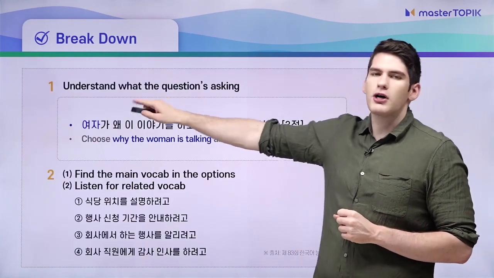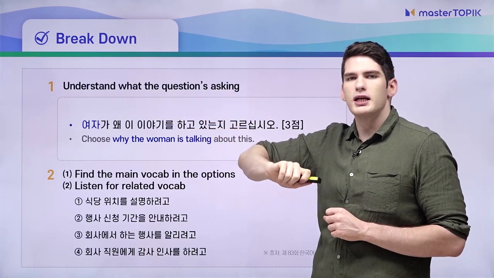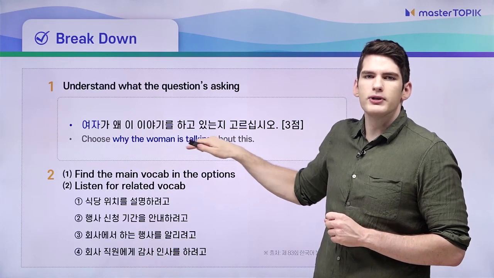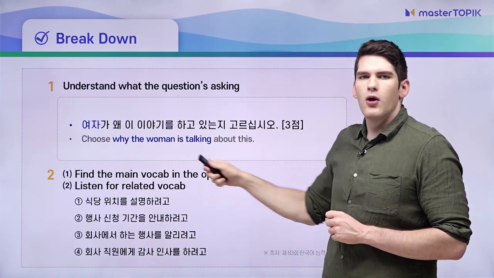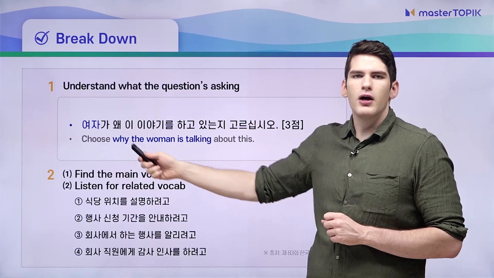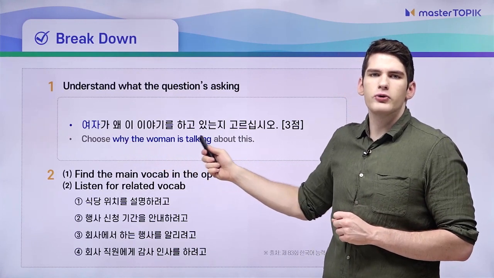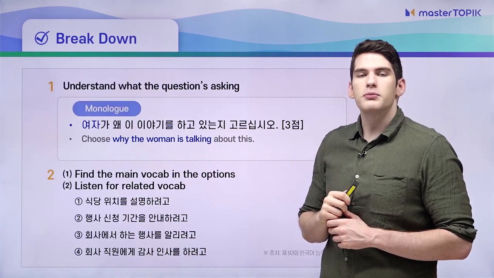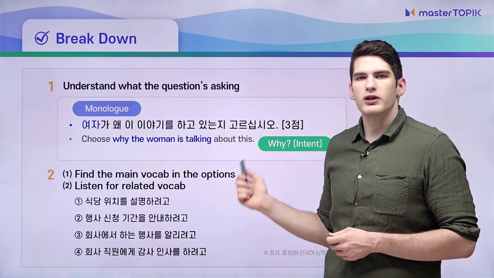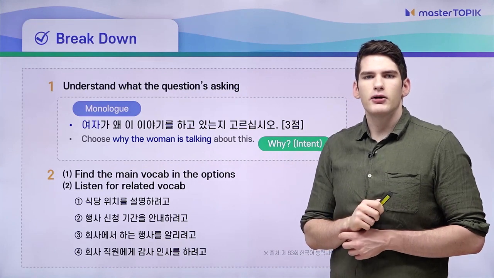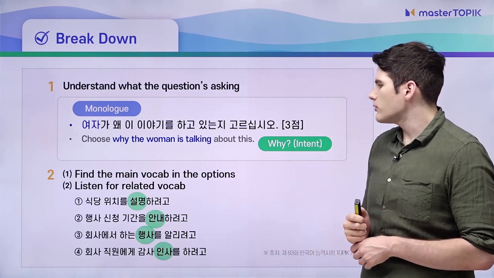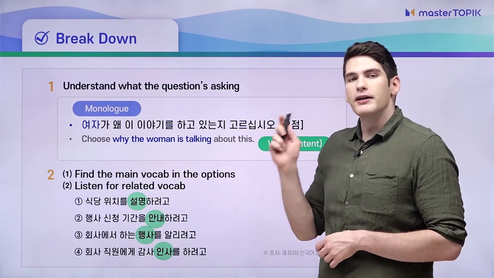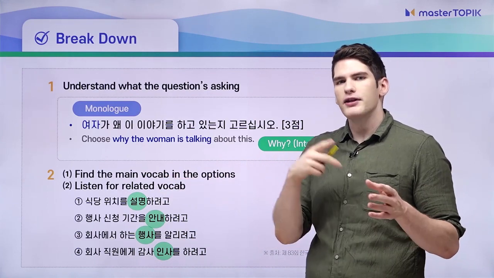First things first, always understand what the question is asking. 여자가 왜 이 이야기를 하고 있는지 고르십시오. Why the woman is talking, right? 왜 이 이야기를 하고 있는지. Why she is talking, right? It's going to be a monologue, like I said, and so we're going to find out her intent, right? So what are we going to do first? Well, like we've always said, we're going to find the main vocab in the options. And in this case, it's usually going to come at the end.